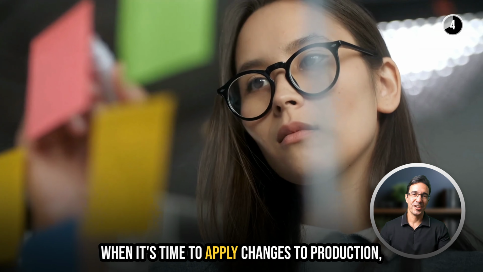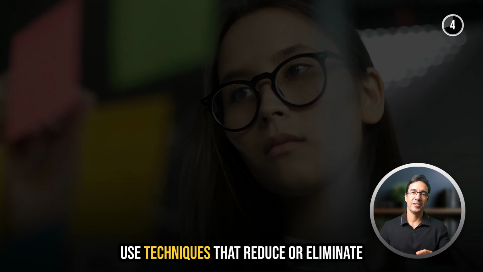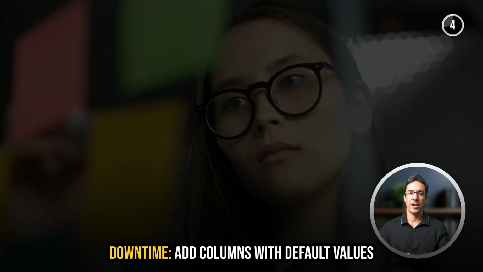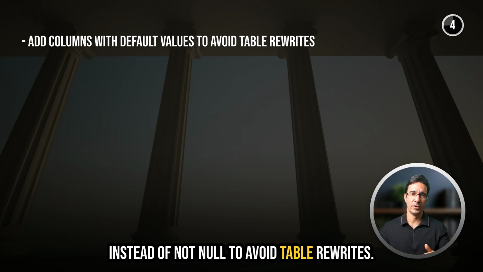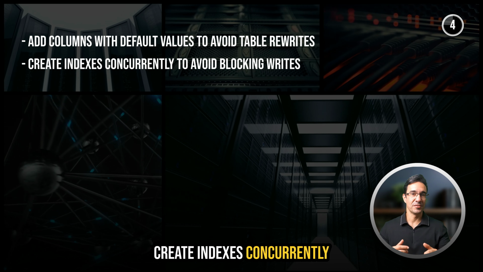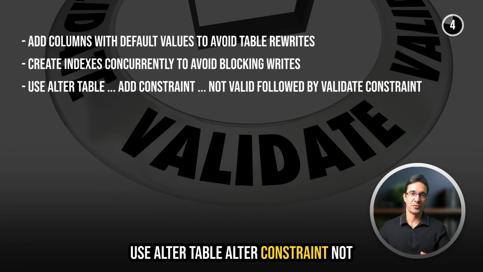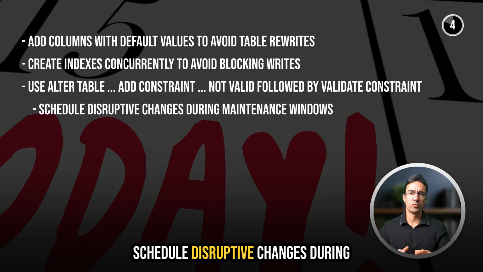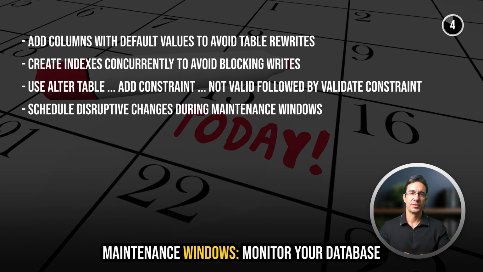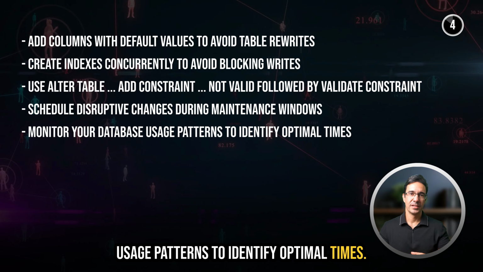When it's time to apply changes to production, careful planning can minimize disruption. Use techniques that reduce or eliminate downtime. Add columns with default values instead of not null to avoid table rewrites. Create indexes concurrently to avoid blocking writes. Use alter table add constraint not valid followed by validate constraint. Schedule disruptive changes during maintenance windows. Monitor your database usage patterns to identify optimal times.